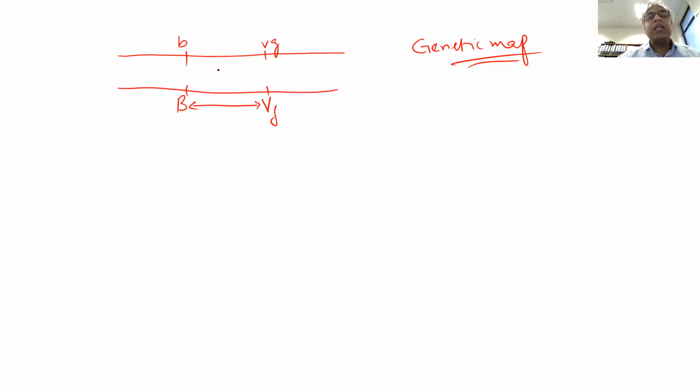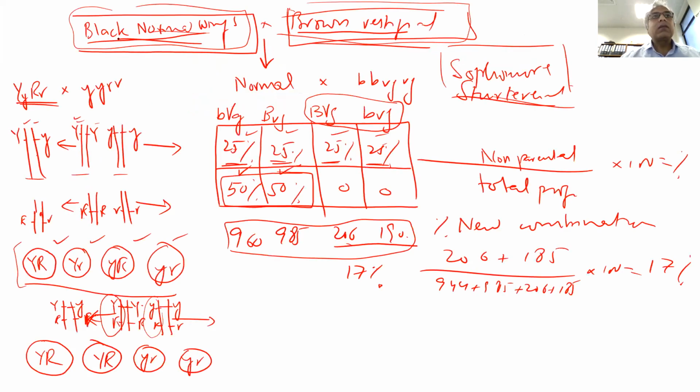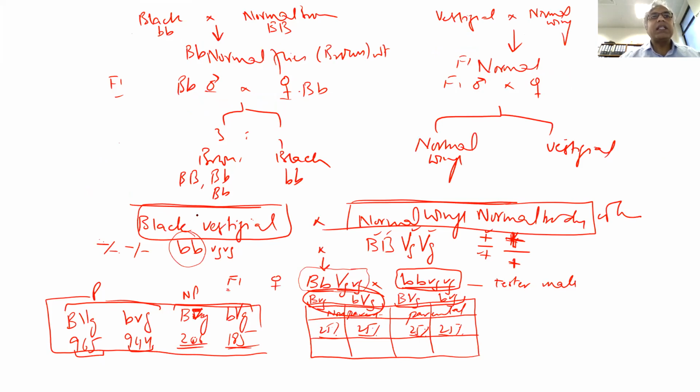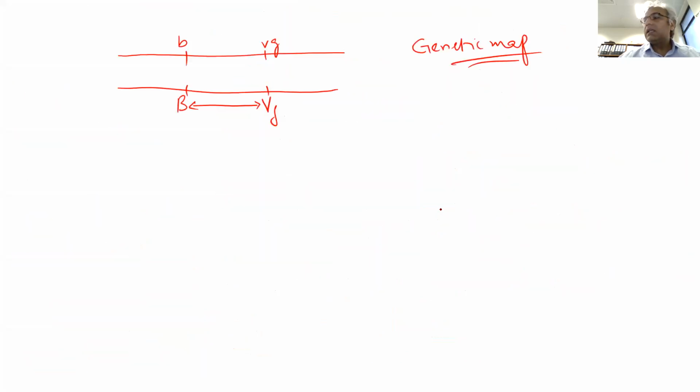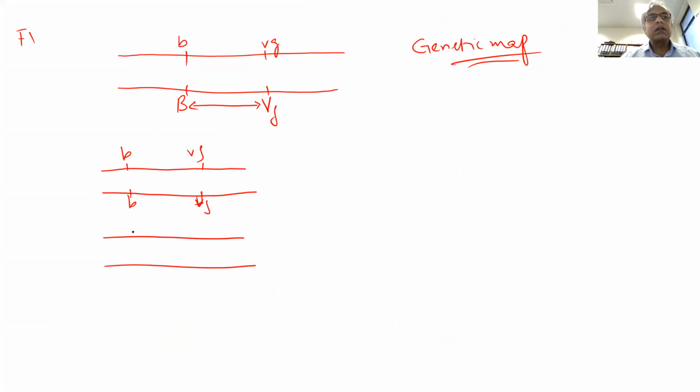And he explained this, that he said, okay, imagine we are doing this cross, homozygous recessive black and normal wings. This is your F1, okay? At DNA replication, sorry, the two sister chromatids will look like this.